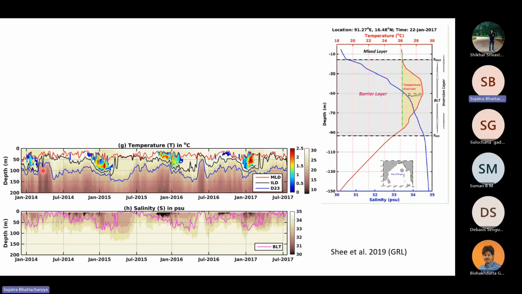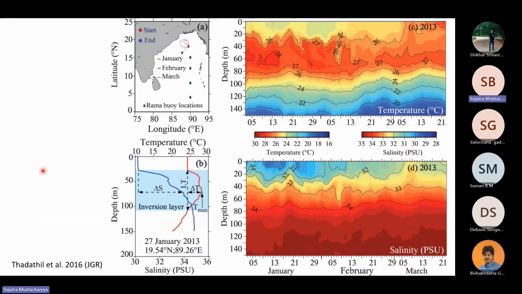Similarly, we have the barrier layer thickness and the salinity contour from the same Argo float. You can clearly see that during winter time, we have again very sharp salinity stratification here, which helps in maintaining this structure. I'll give one more plot for clarity. This plot is from a different Argo float, and the track of the Argo float is plotted there. You can clearly see the float from January, February, and March, and these are the temperature and salinity contours.